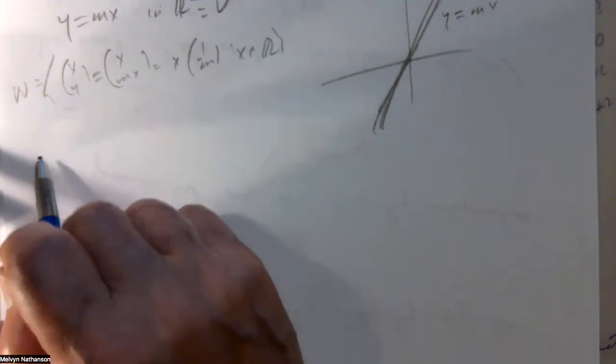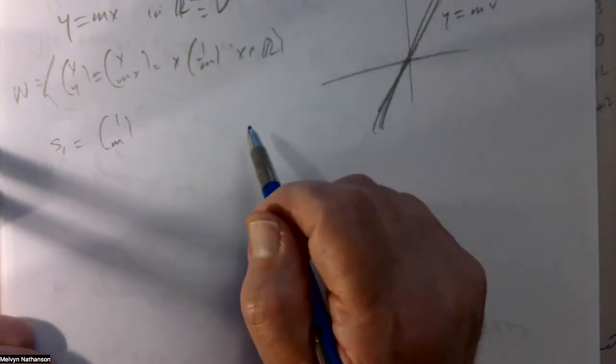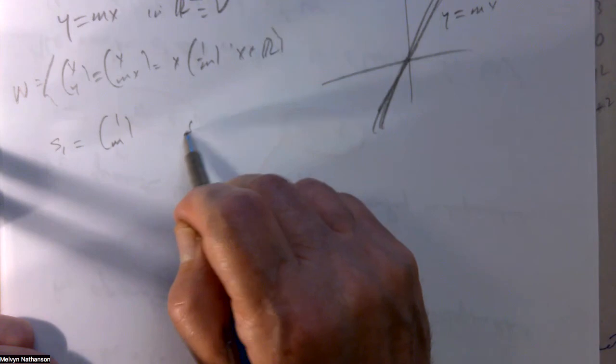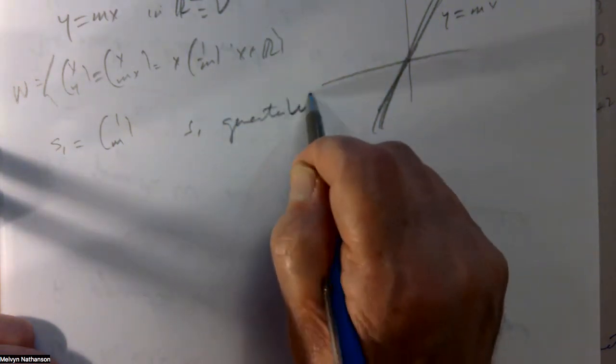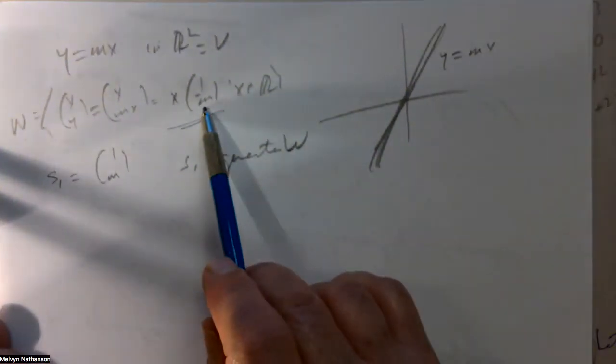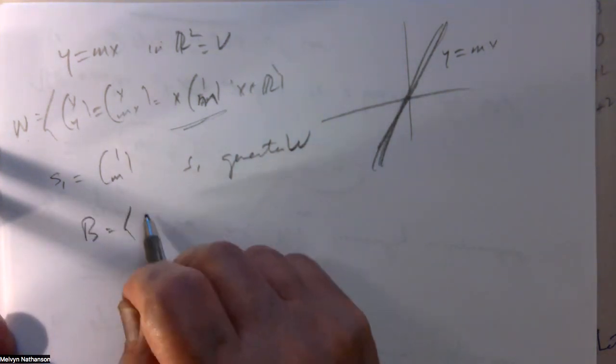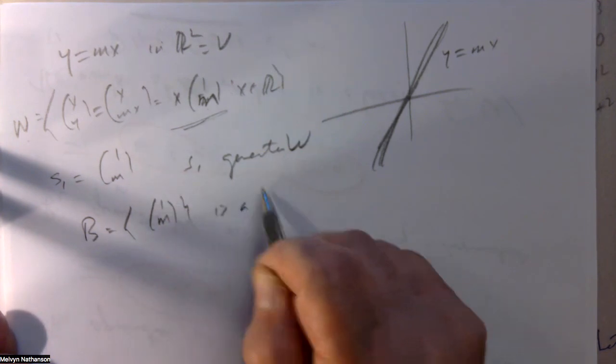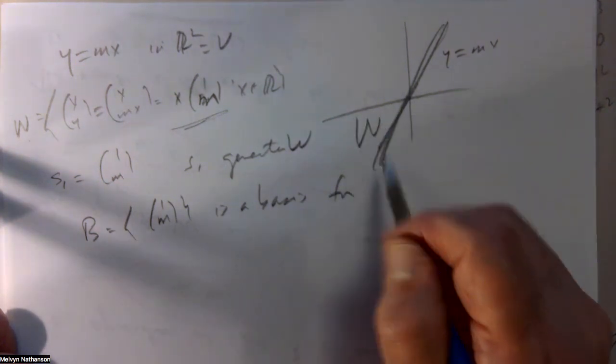And if I let S1 be the vector (1, m), S1 generates W. In fact, we can see it from this description. Every vector in W is a scalar multiple of this vector (1, m). So the set consisting of just a single vector (1, m) is a basis for this subspace W. So this line is one-dimensional because it has a basis consisting of one element.